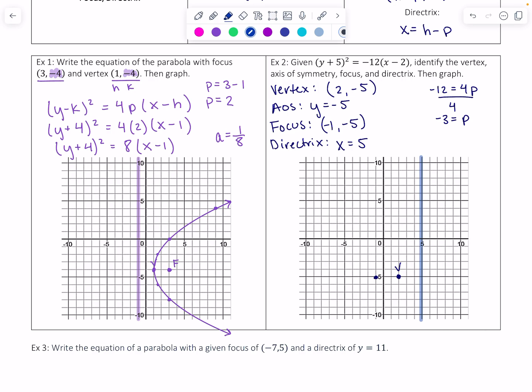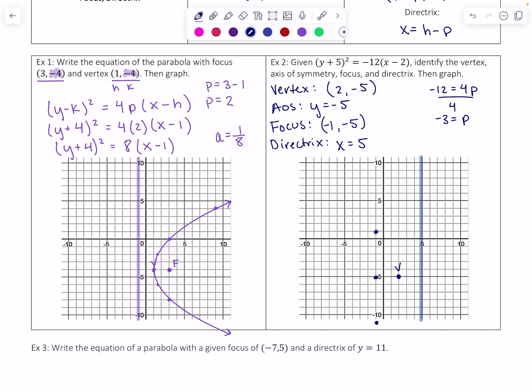Last thing that we need is to graph it with our stretch. And we know that our stretch is -1/12. So I have 36 can be divided by 12. So the first point I'm going to do is up 6 and over 3. So the first point I'm going to graph is this one, and then down 6 over 3.